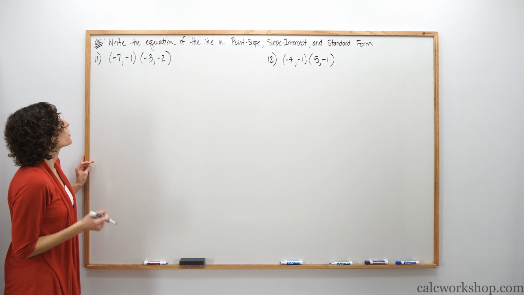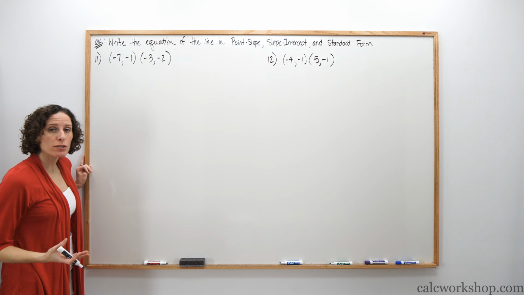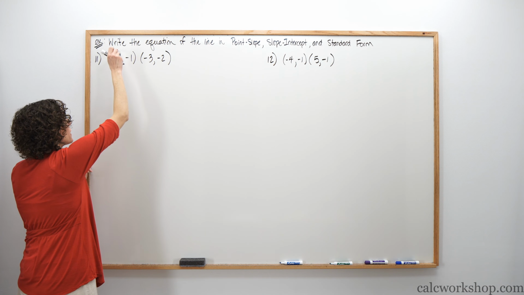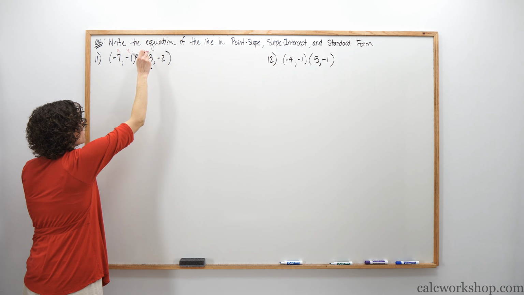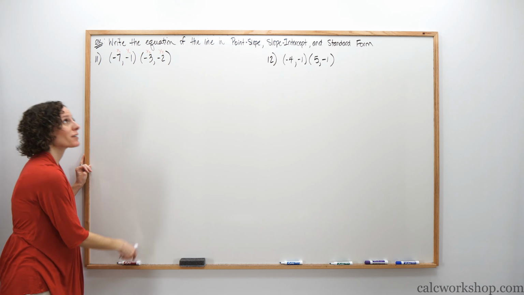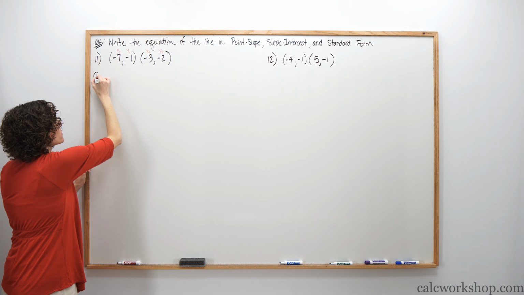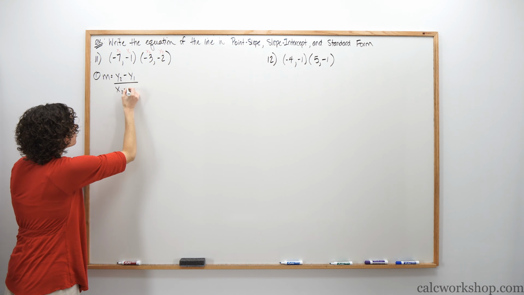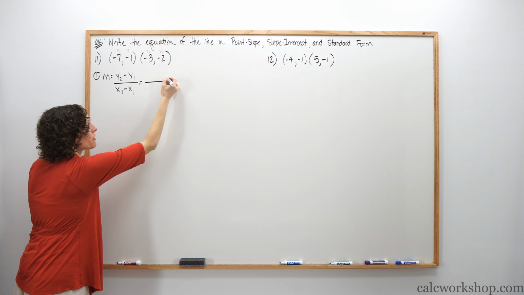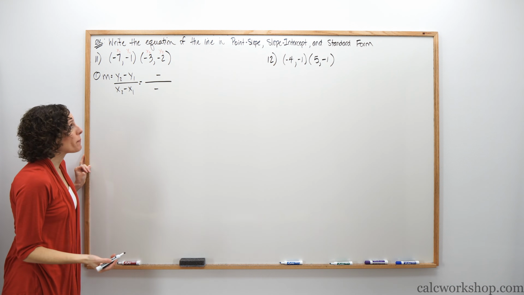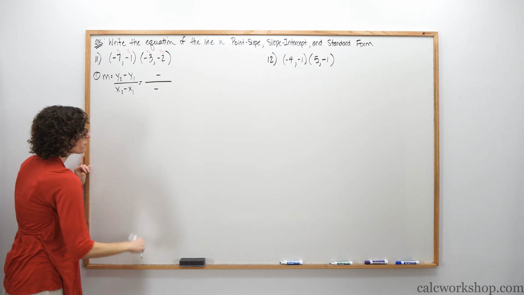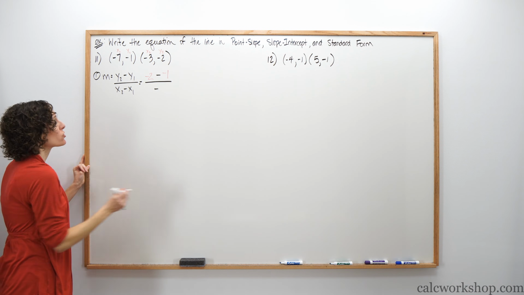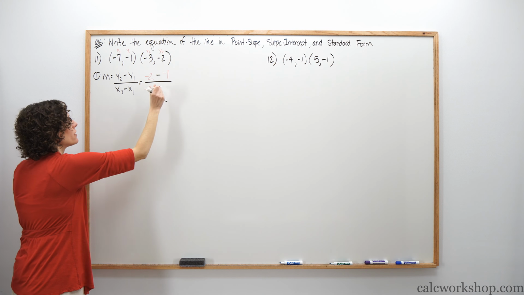All right, so question number 11. We have the point negative 7, negative 1, and also negative 3, negative 2. First thing we're going to do is find our slopes. Let's label these x1, y1, x2, y2, because there's the first and there's the second. So step 1, m equals y2 minus y1 over x2 minus x1. Put our division bar and our two negatives. Let's drop everything in. y2 is negative 2, and y1 is negative 1. x2, negative 3, x1, negative 7.